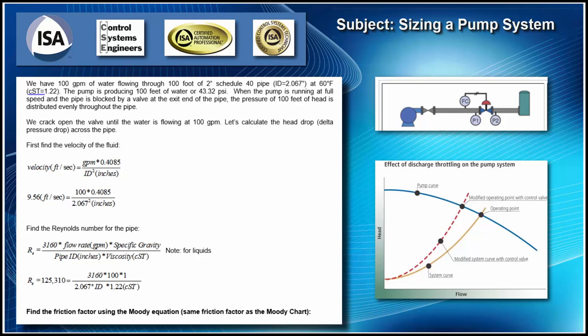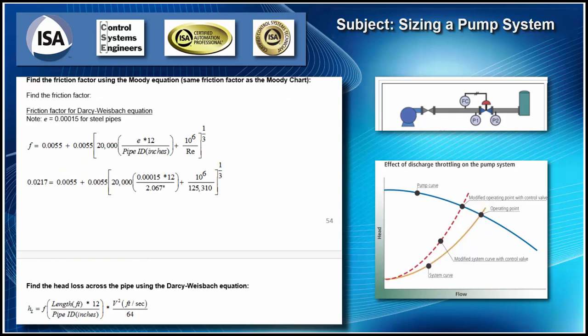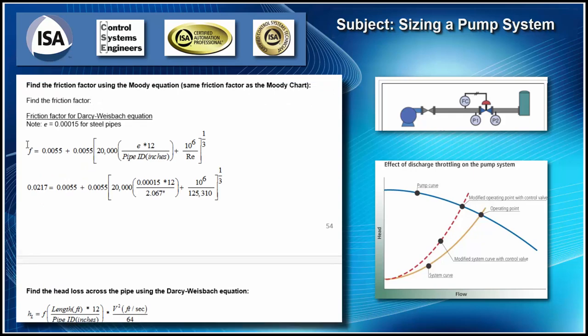Next, we find the Reynolds number, and this tells us how turbulent the flow is. For the Reynolds number, we'll use the formula out of the book: 3160 times the flow rate in gallons per minute times specific gravity, divided by the pipe ID in inches and the viscosity in centistokes. And so we get a Reynolds number of 125,310.